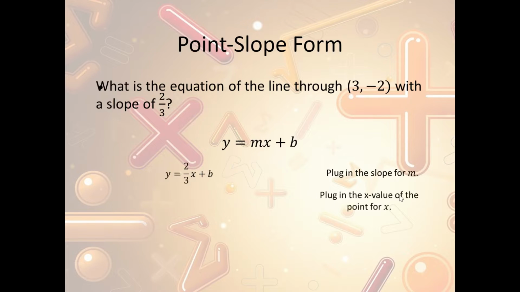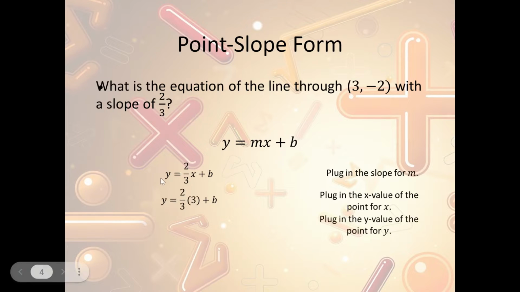Then we'll plug in the x value of the point we know. Well, the x value is 3, so we plug that in for x. And then we plug in the y value for y, which in this case is negative 2, so we plug that in for y. And we get negative 2 is equal to 2/3 times 3 plus b. Now we can solve for b. Well, we get 2/3 times 3, which when we multiply this out, we get 6/3, which is the same thing as 2.